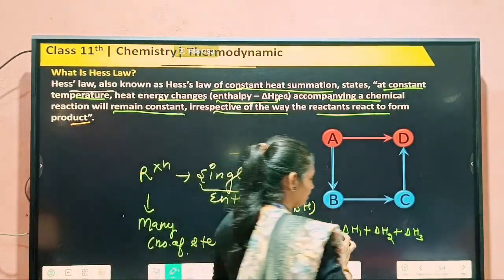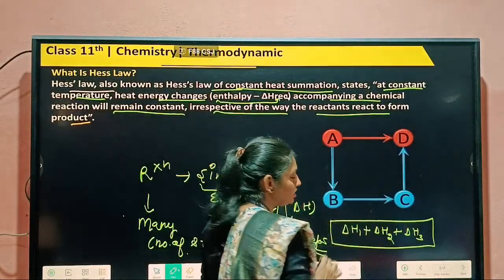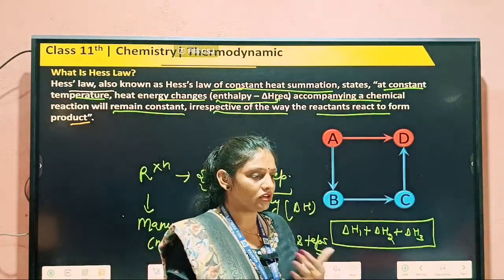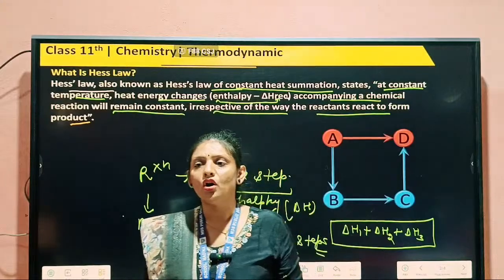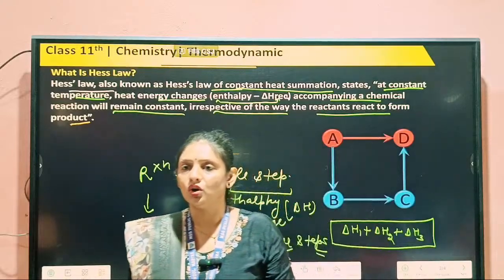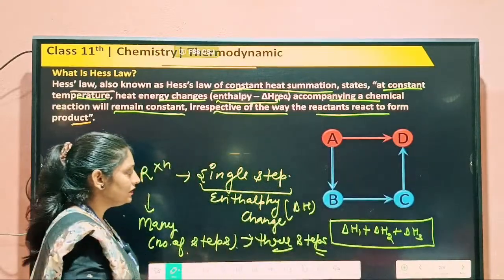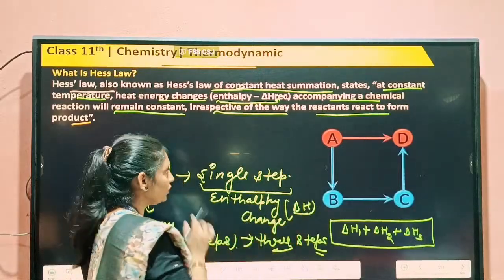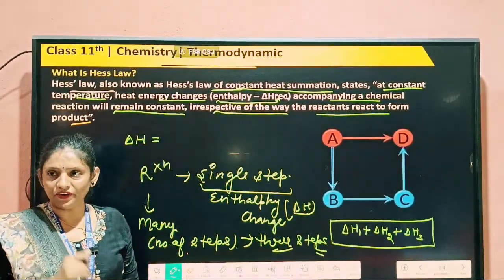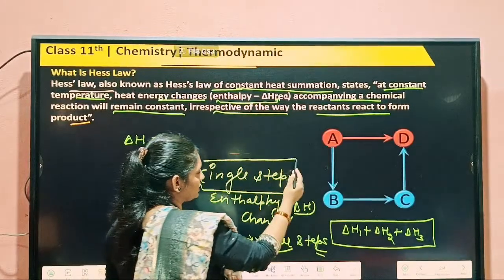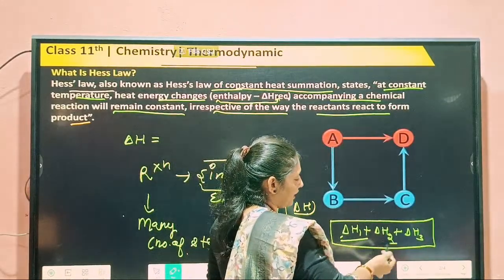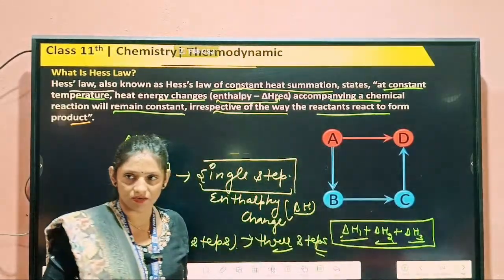This law is saying that enthalpy change will remain constant. It doesn't matter whether the reaction is proceeding in only one step or in 2 or more steps. Total enthalpy change will remain constant. Means when it is proceeding in a single step, the enthalpy is delta H. But if it is going on in 3 steps, there will be delta H1, delta H2 and delta H3.